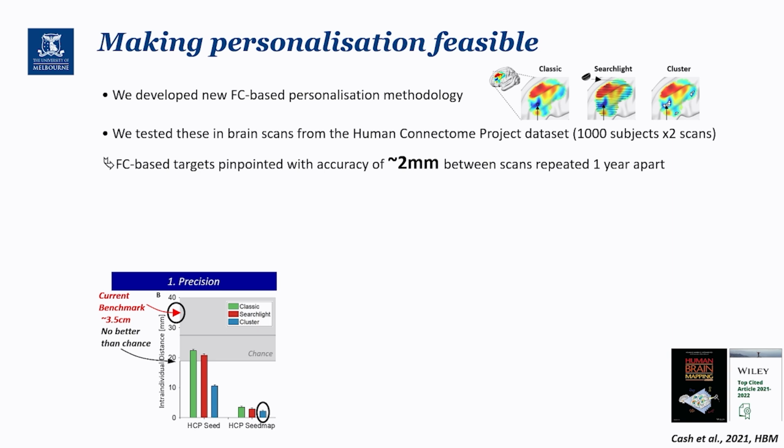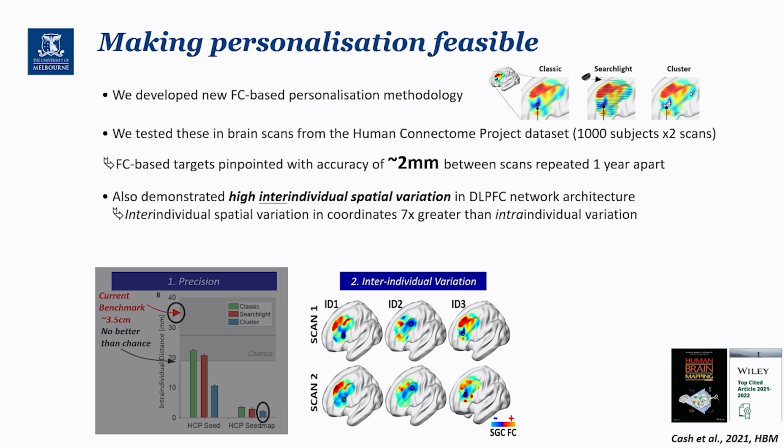And we were able to do that. I'm not going to go into the details of the algorithm. You can check out the HBM, the Human Brain Mapping paper there on the bottom of the slide for the algorithmic details. But really, in a nutshell, we use a clustering approach where we compute connectivity from the SGC to all coordinates within the DLPFC, and then we cluster areas of negative connectivity and then use essentially the centroid of the cluster.